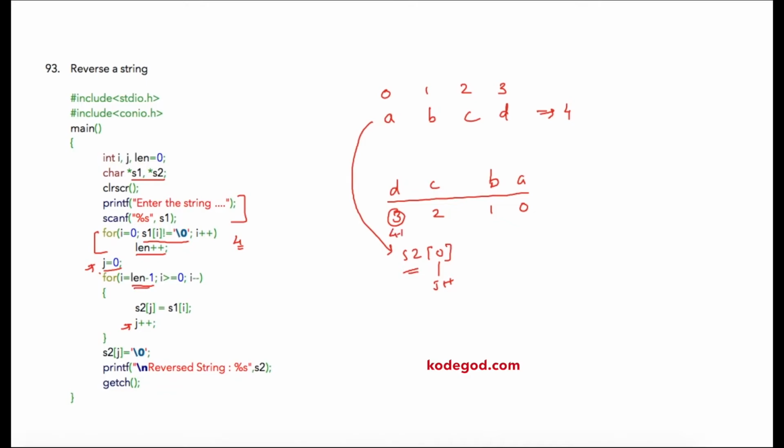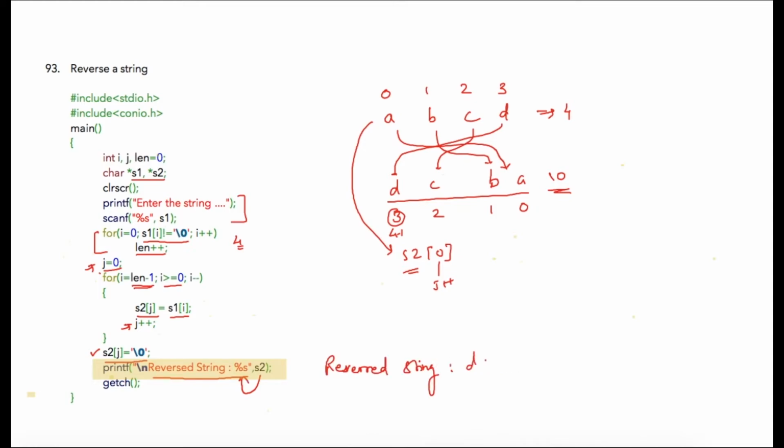So from the third location we are going to go till the 0th location, and inside this loop I'm simply writing S2 of j is equal to S1 of i. Starting from this location, these characters will be inserted like this, and once these characters are inserted into S2, we are going to write the \0 character into S2 at this location. Once this is done, we are going to print the reverse string with %s, which will be replaced with S2. So our final result will be reverse string DCBA.